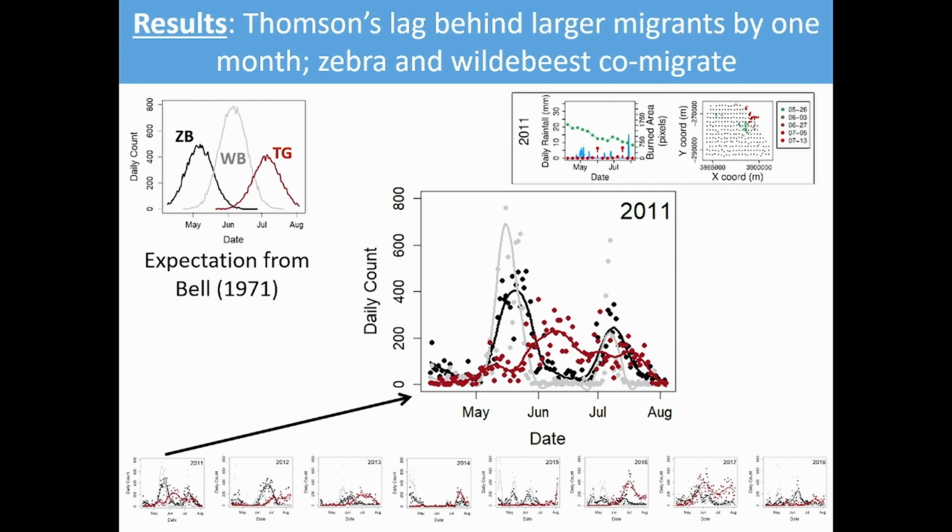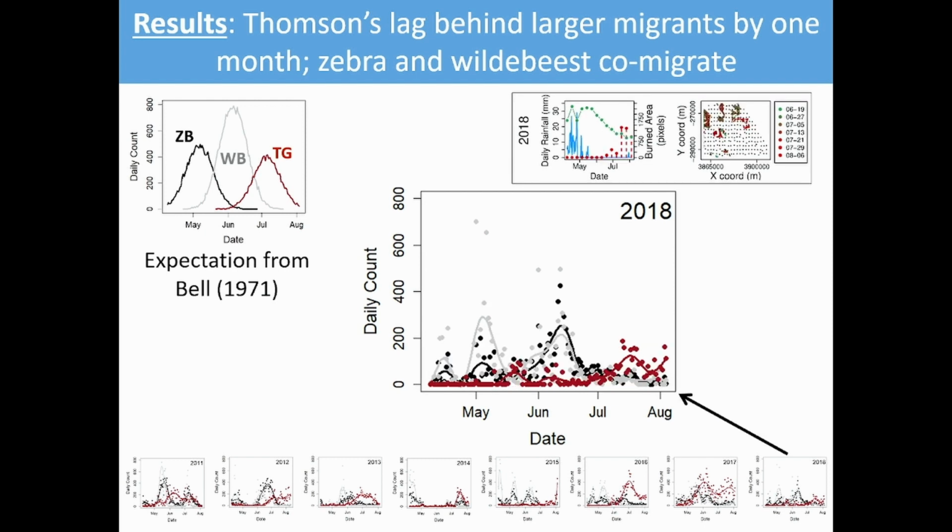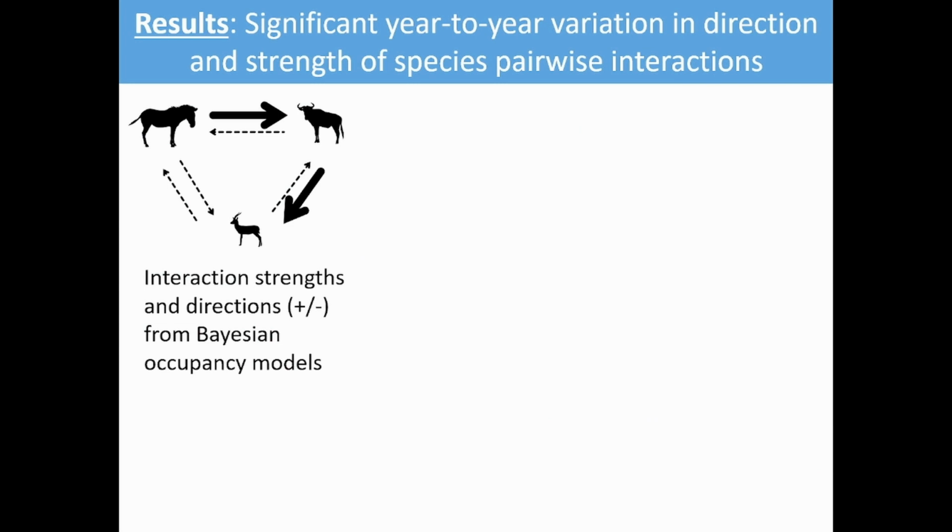If you look at this grid, this shows you the amount of fire. More red means more fire. So this is an example from 2013, a very high fire year. The animals disperse a lot more, and there's much less of a strong positive association. And then here's an example of 2018, another relatively low fire year, and a lot of co-migration and overlap between wildebeest and zebra, and then about a one-month spacing of Thompson's gazelles.